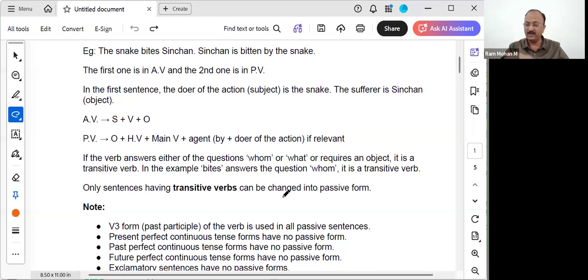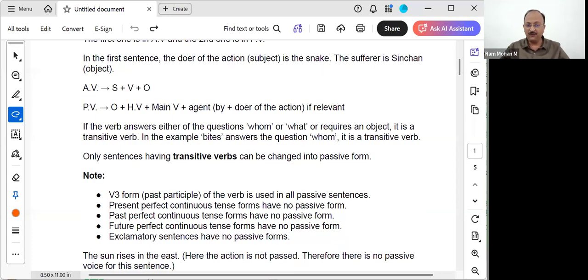Transitive verbs means, once again repeating, if they are answering either whom or what, or these require an object to answer, then they are called transitive verbs. The V3 form of the verb is used in all passive sentences.